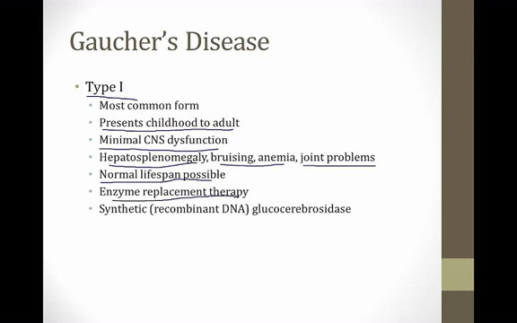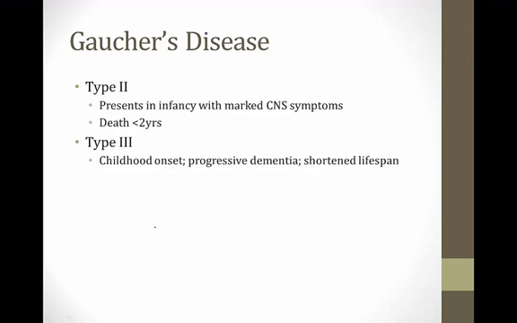Certain drug companies manufacture synthetic recombinant DNA versions of the missing enzyme glucocerebrosidase. As a result, people with this condition can take this replacement enzyme, and they can potentially have relief from many of the symptoms and lead a normal lifespan. The more rare forms have central nervous system involvement.